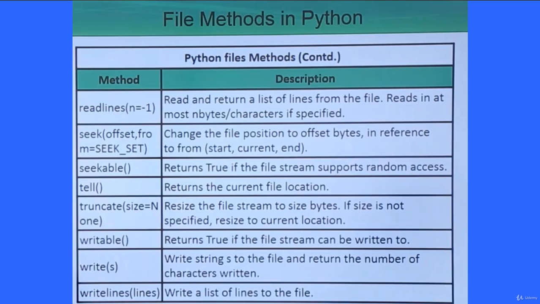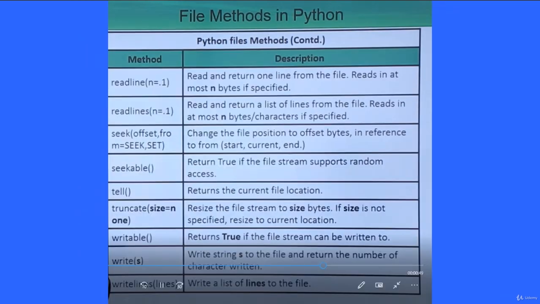Truncate: resize the file stream to size bytes, and if the size is not specified, resize to the current location. We have writable, which returns true if the file stream can be written to. In this way you have different methods. You can easily pause the video and go through them, and obviously we shall write some code on them.